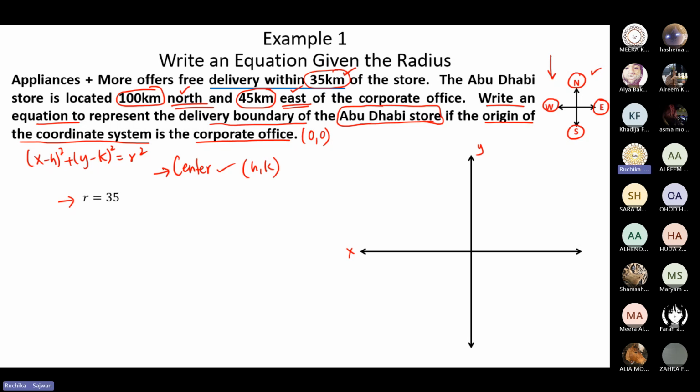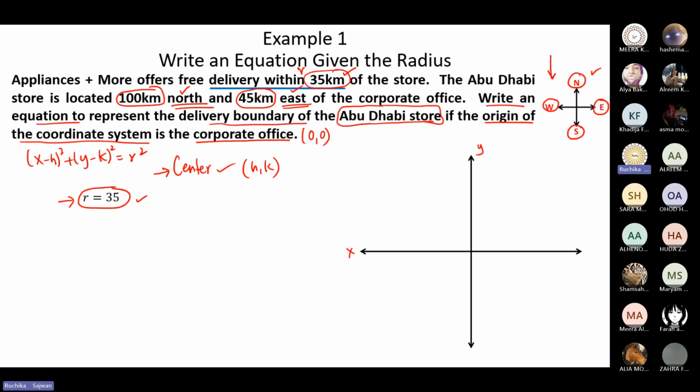Yes or no? Is this clear? Yes. So the radius of the circle for the delivery would be 35 kilometers, because it's clearly mentioned in the first line of the question that the free delivery applies within 35 kilometers. So if it is 40 kilometers, they will charge you. It won't be a free delivery, correct? Okay, so this is the radius.